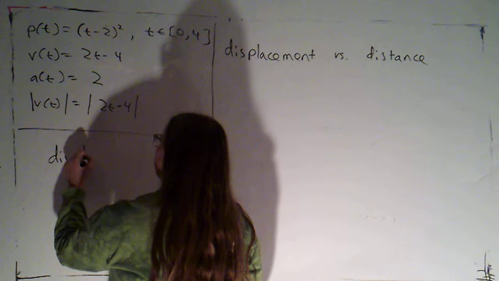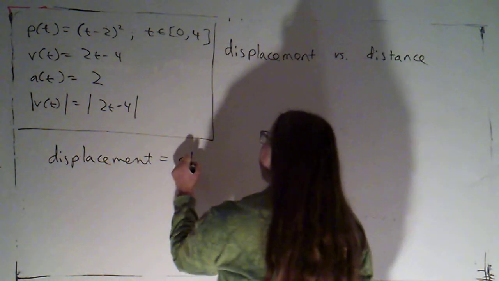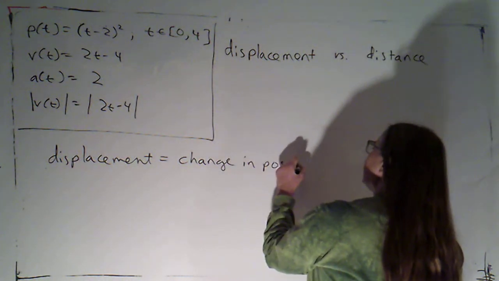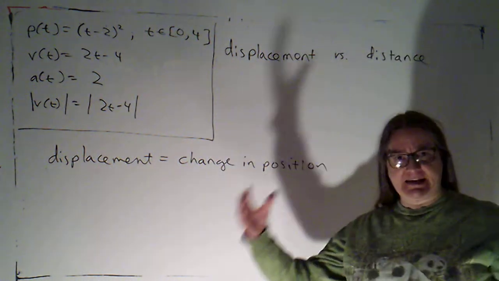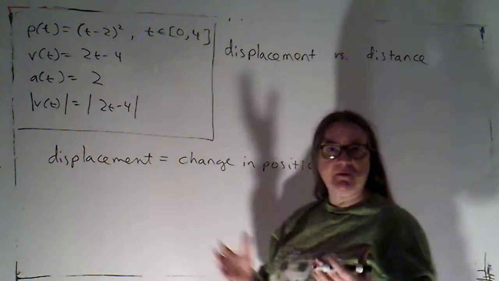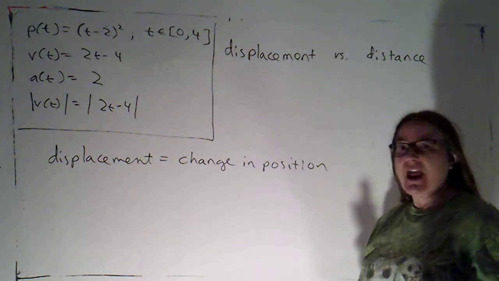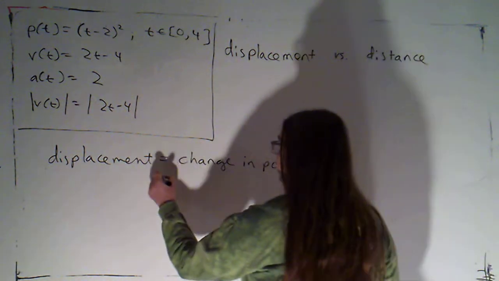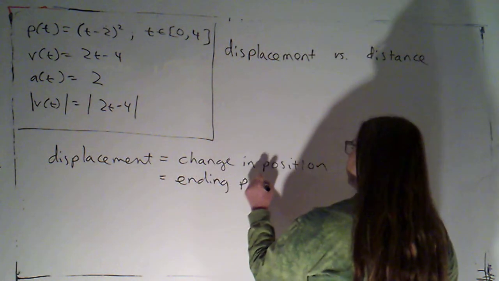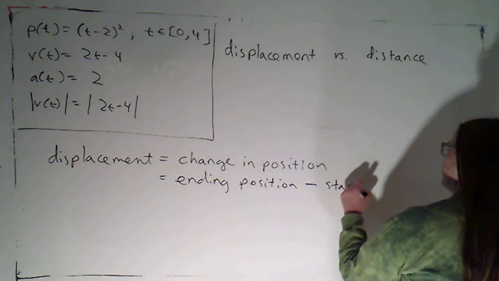Displacement is just the change in position. And it would have to be the displacement over a particular time interval, and so we'll be using the time interval from 0 to 4. I can calculate a change as just a subtraction problem. So this is just the ending position minus the starting position.